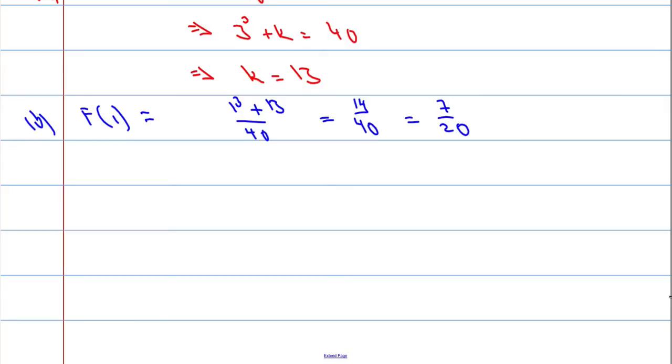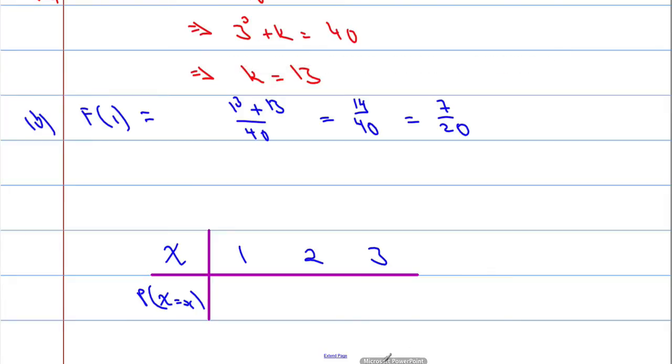Okay, let's see if we can start to build a table. So here we have the particular values of x, and this is the probability that my random variable equals these particular values. So we had 1, 2 and 3. Now we know F of 1 is 7 over 20. Let's see if we can work out F of 2 now.